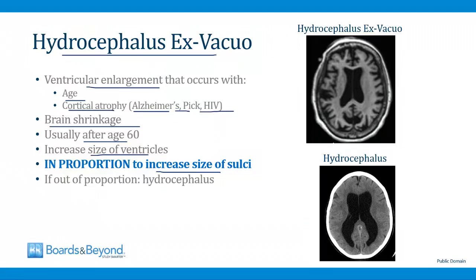Let's look at this image of hydrocephalus ex vacuo at the top of the screen. So the ventricles are enlarged here, but note all these spaces in the cortex. Those are sulci, and they have become enlarged because of cortical atrophy. So the way you know this is hydrocephalus ex vacuo is that you don't only have enlargement of the ventricles, you also have enlargement of the sulci and cortical atrophy. In contrast, at the bottom of the screen is an image from a patient with hydrocephalus. The ventricles are enormous, but there's no enlargement of the sulci.